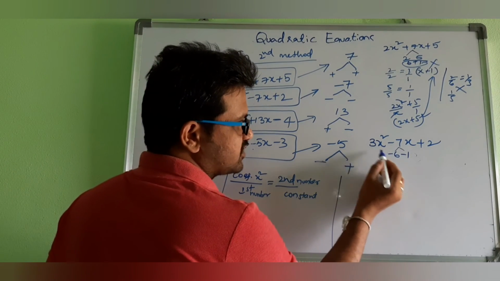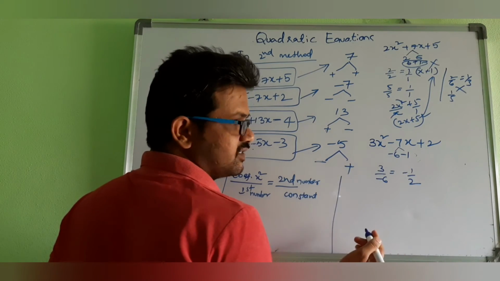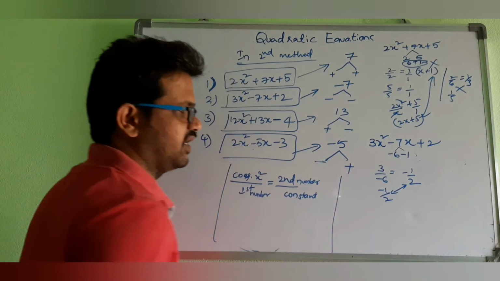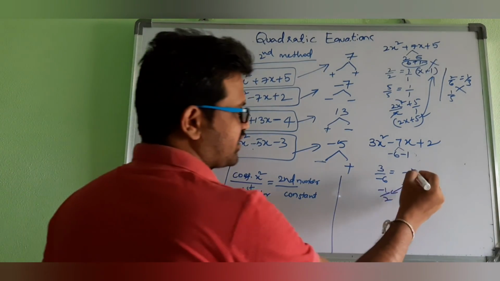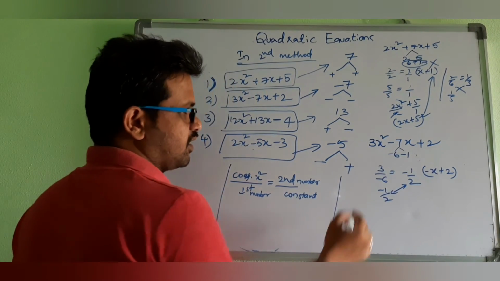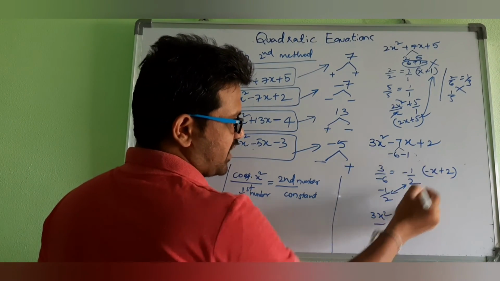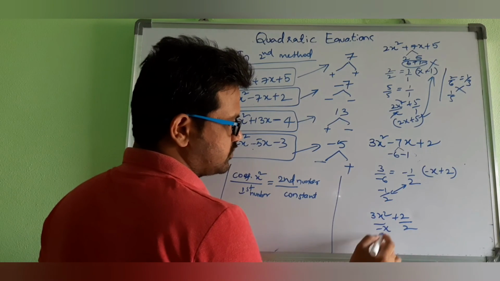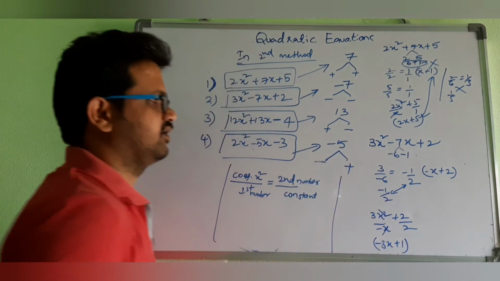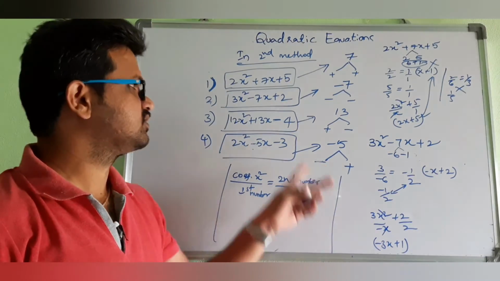If you take minus 6, minus 1, 3 by minus 6 is minus 1 by 2, and minus 1 by 2. The ratio is the same. So what are the factors here? Minus x plus 2. Dividing 3x square plus 2, first one by minus x and second one by 2, x cancels, and that gives minus 3x plus 1 as the second factor. So minus x plus 2 and minus 3x plus 1.